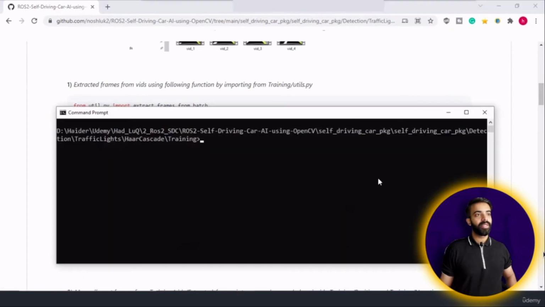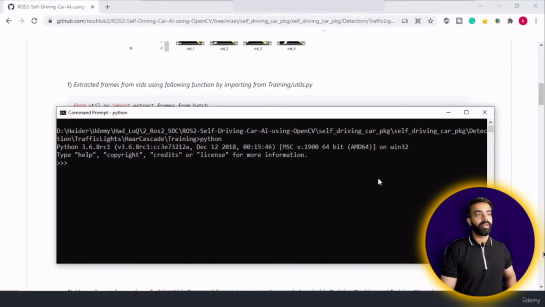For this reason, first we need to move to the command prompt, navigate to the training directory, and then enter the Python environment by writing python. Once you have entered the Python environment, we simply import all the functions inside the utils.py file. From utils import star. Now, this imports all the functions present inside utils.py.